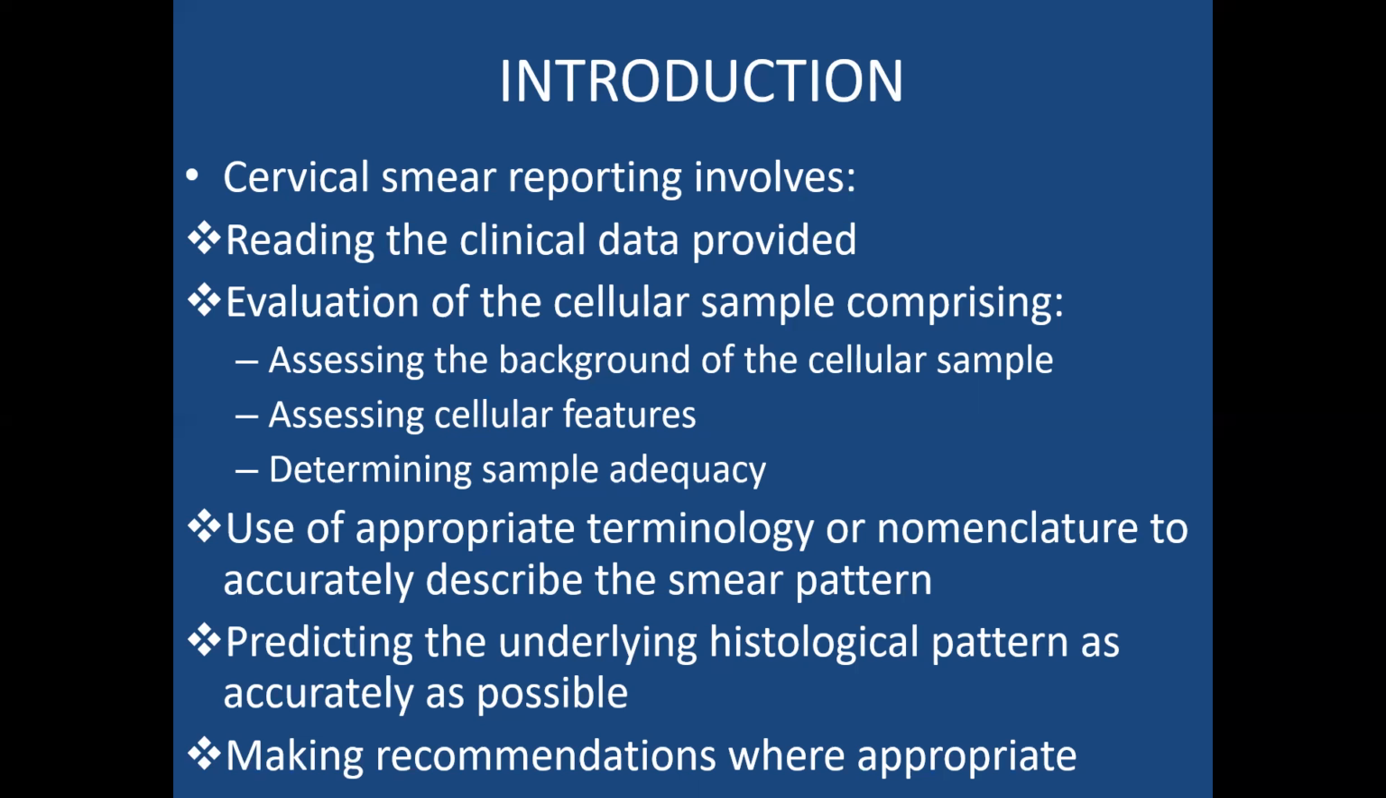Once you are done screening, you use appropriate terminology or nomenclature to describe whatever you have seen in the report that you are going to write. This may involve predicting the underlying histological pattern as accurately as possible, and also making recommendations where appropriate. So you read the clinical history, look at the slide, the background, the nuclear features, the cytoplasm features, and determine sample adequacy. Then you can write the report.